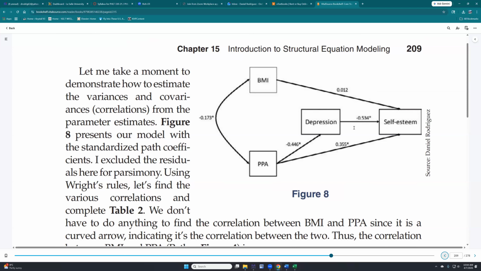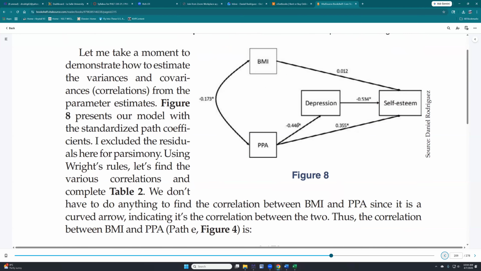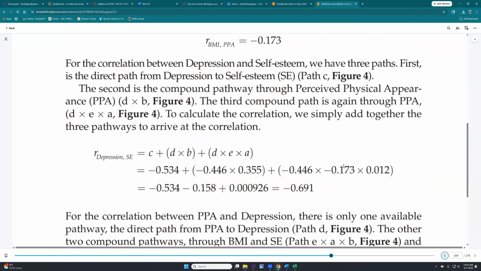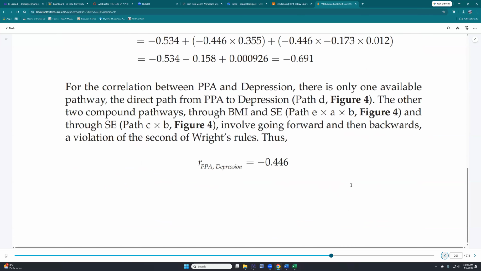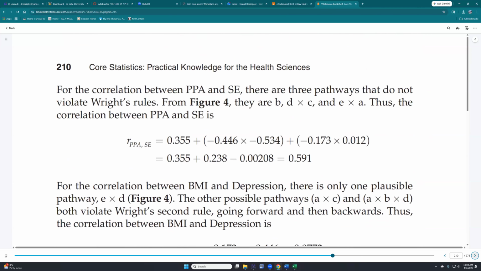This way forward. Oh, going backwards. Can't do that either. So there's only one rule that permits us, without breaking the rules, to get between PPA and depression. The correlation is minus 0.446. This is fun. Come on, this is fun. You got to admit it. I'm having a blast, right?